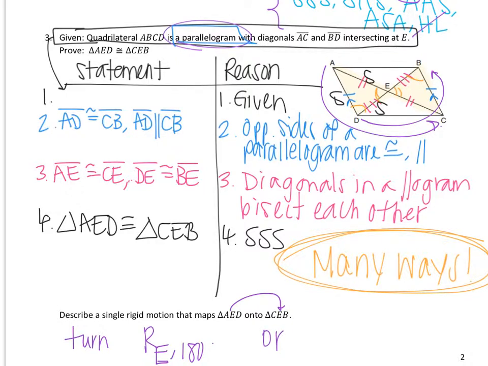Another option here, because we have something that's the same as a rotation of 180, remember that reflection through the origin? Well, unfortunately, we don't have an origin here, but we have a point. Reflection through point E would also be a valid reason here.